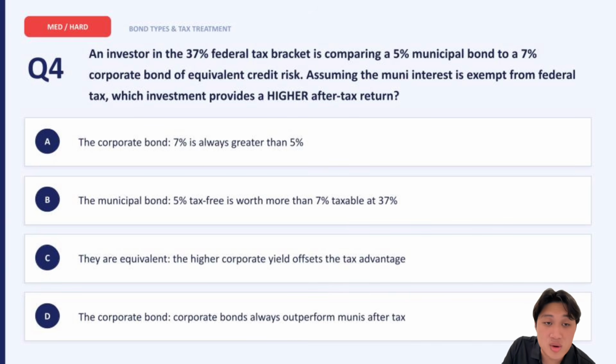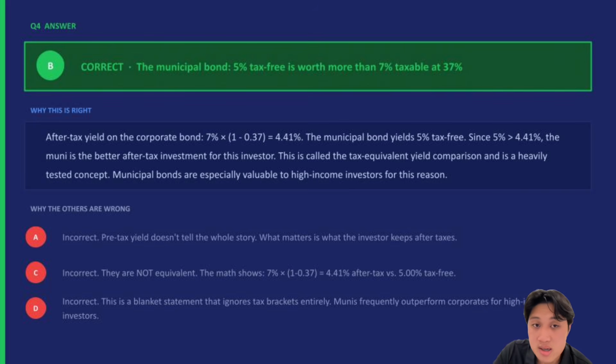The answer to question 4 is going to be B, the municipal bond. 5% tax-free is always worth more than 7% taxable at 37%. I mean, it's just basic math.